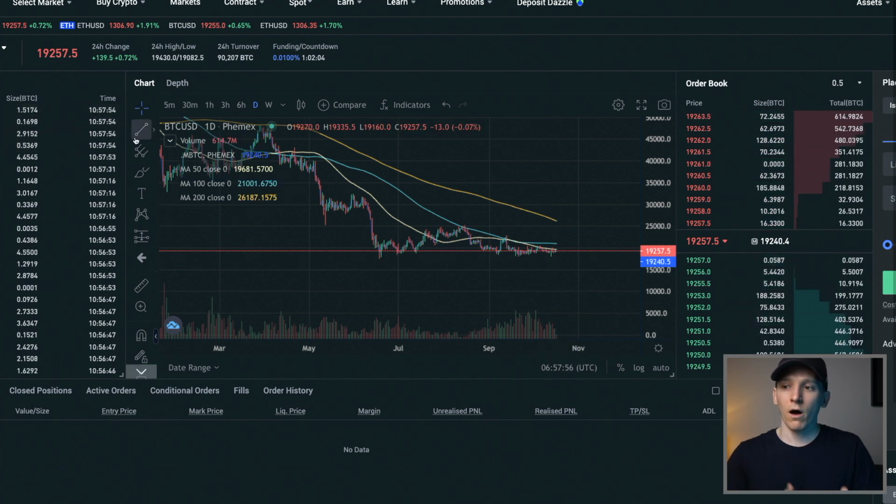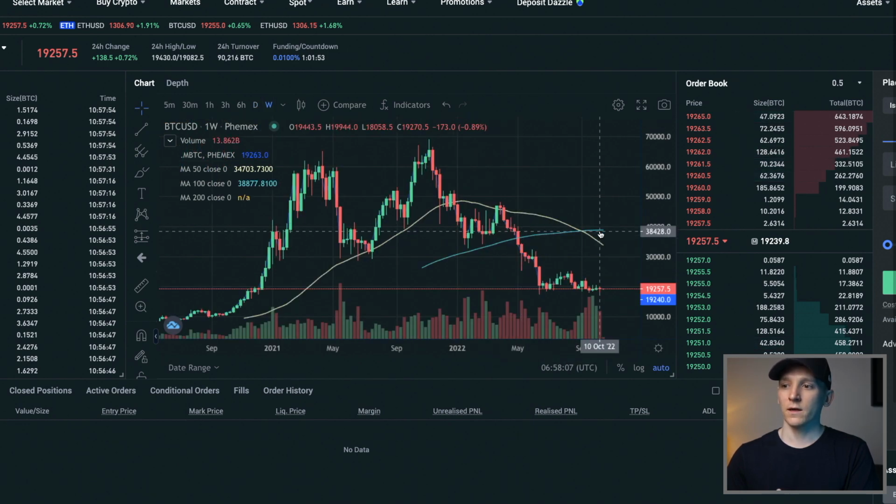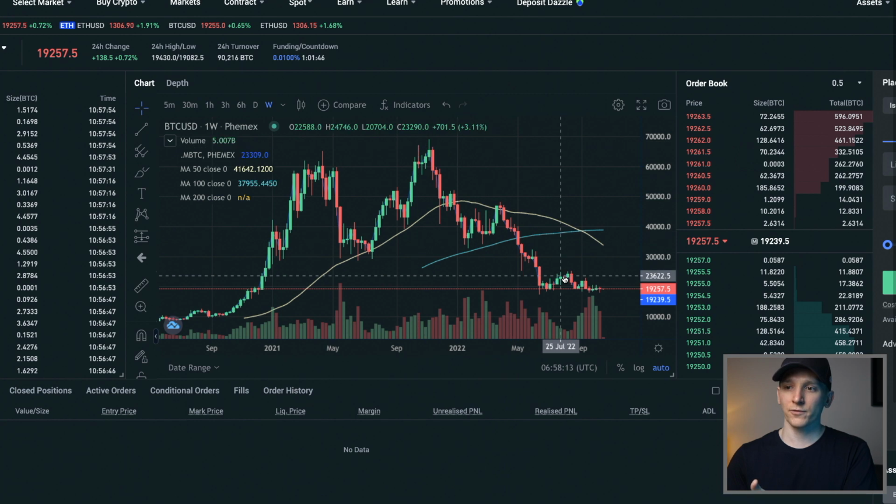Now, what I would do after that is look at the trend. We're in a downtrend. I would look at some different timeframes on the chart. So I'd go over to the week, just reset this and see what we're doing here. You can see that the 200 moving average is definitely coming down here. We're definitely in a downtrend with the price as well.